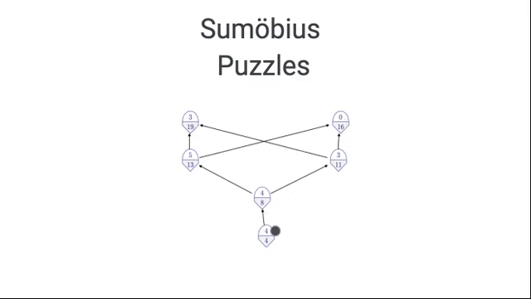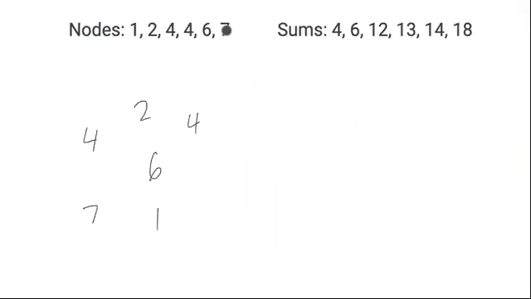A Sumobius puzzle is the task of creating such a picture if all you had was a list of these higher numbers and a list of the lower numbers. For instance, suppose that we have a list of higher numbers, which we will just call nodes, and a list of lower numbers, which we will call sums. And we want to create a picture. So let's work through a way that we might be able to do this.